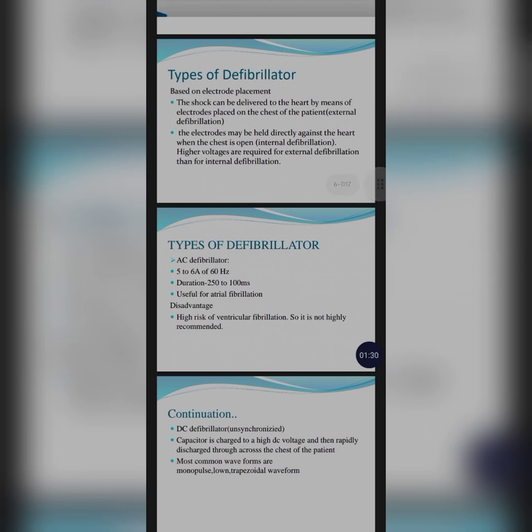Types of defibrillation. AC defibrillator: 5 to 6 A of 60 Hz, duration 250 to 100 millisecond, useful for atrial fibrillation. Disadvantages: high risk of ventricular fibrillation, so it is not highly recommended.